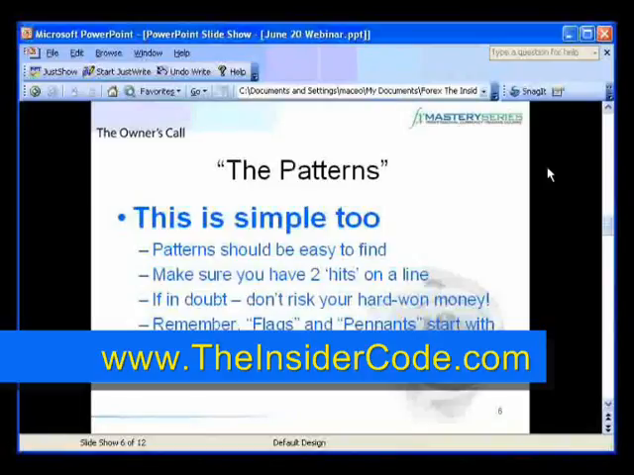And remember that flags and pennants start with a big move in the market. In fact, one of the reasons why I love flags and pennants is not just because they're a reliable pattern, but they're also very easy to find. And again, I'm going to go through the different steps on what I look for and how I look for these patterns and how I see these patterns moving.